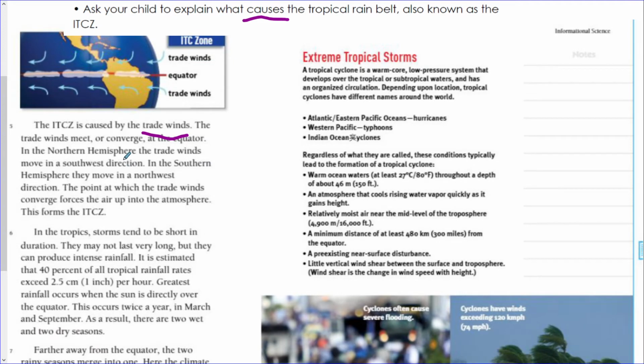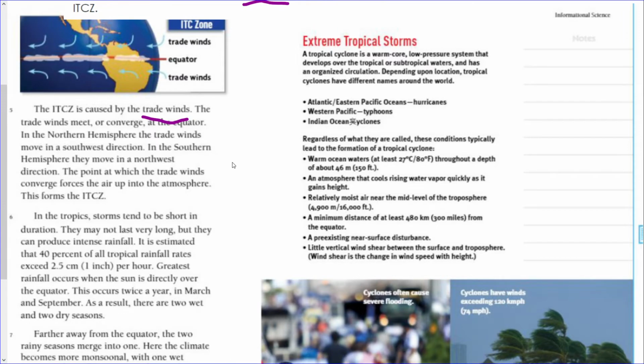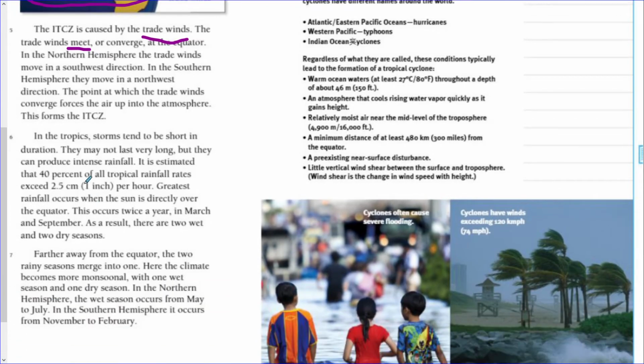The itch is caused by the trade winds. The trade winds meet or converge at the equator. In the northern hemisphere, the trade winds move in a southwest direction. In the southern hemisphere, they move in a northwest direction. The point at which the trade winds converge forces the air up into the atmosphere. This forms the itch. Okay, so the winds from the north, that top part right here, and the winds from the south come together and they meet. And that meeting is what forms that itch. All right, makes sense, I hope.